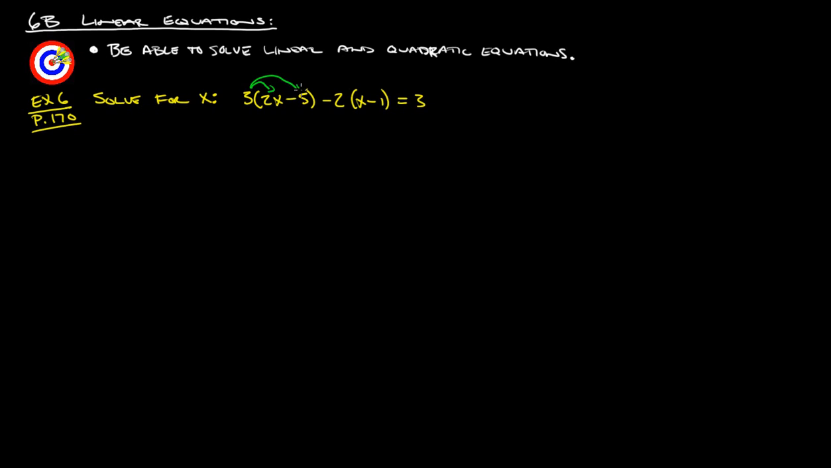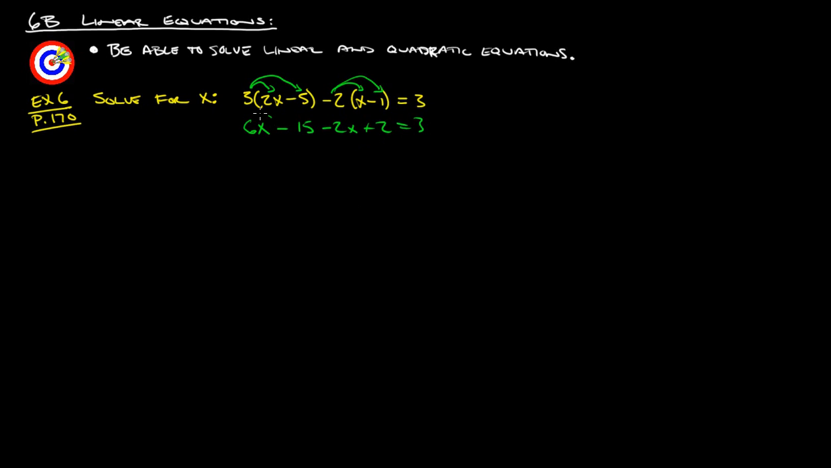So I'm just going to distribute this 3 through to both of those, and the negative 2, not just the 2, but the negative 2 to both of these as well. So 3 times 2x gives us 6x. 3 times negative 5 is negative 15. Negative 2 times x is negative 2x. And negative 2 times negative 1 is positive 2. And that should all equal 3.